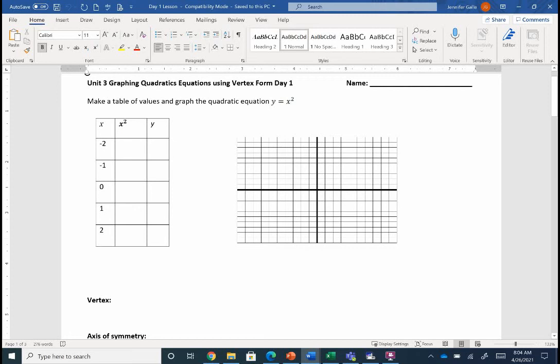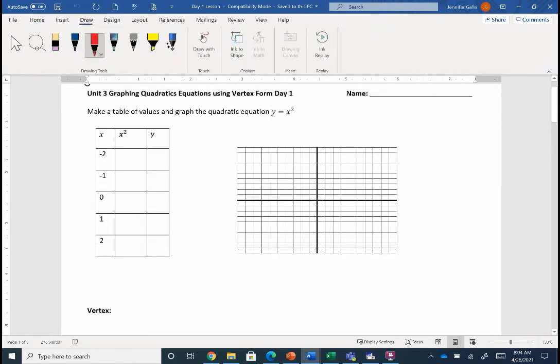We are going to start our unit 3. Last unit we did some factoring with quadratics. This unit we're going to start graphing them. And actually that's how we're going to spend a lot of our time for the remainder of the trimester.